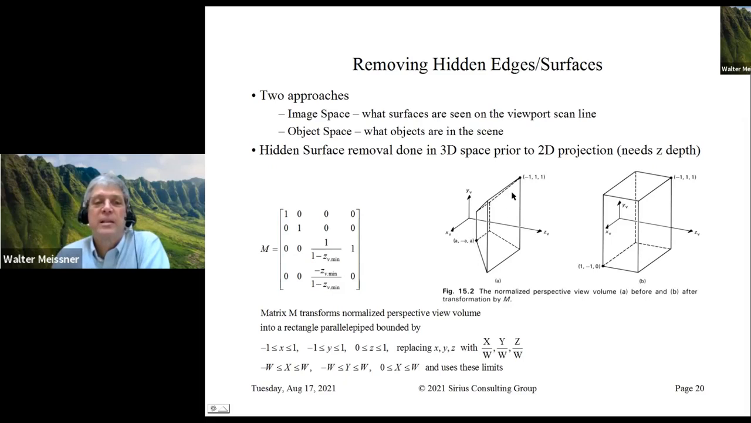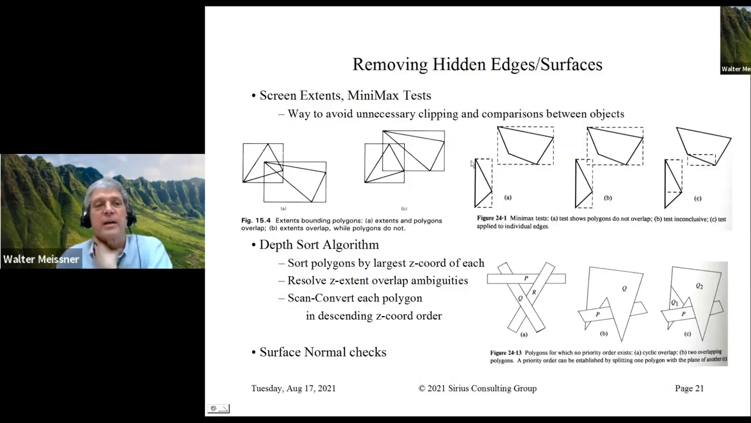But the fact that these lines are at an angle makes the clipping problem harder. So what they'll do is they'll change this trapezoidal object into a rectangular box, and that way it's much easier to clip the scene, because you can arbitrarily set these things to 1s and 0s, boundaries, and just clip against that. And there's actually a little bit more work involved, but I'll leave that to the reader. Anyway, another way for removing hidden edges and surfaces is to use screen extents and minimax tests.